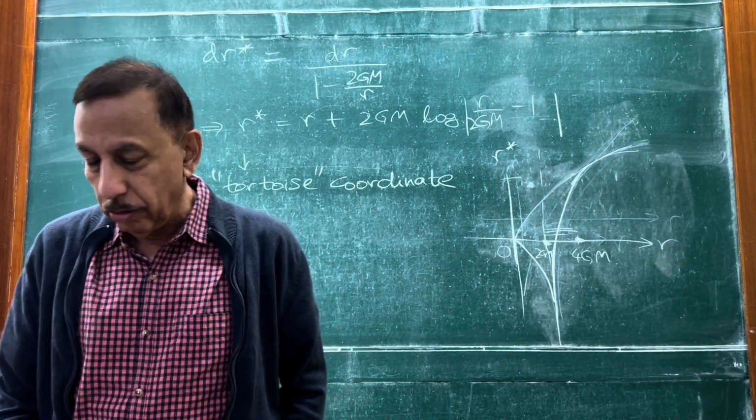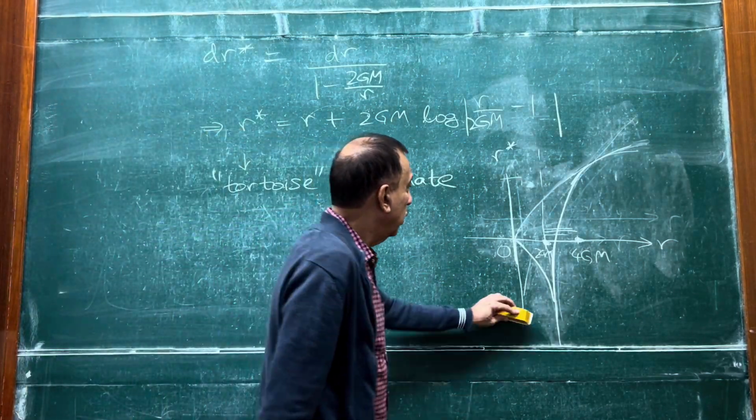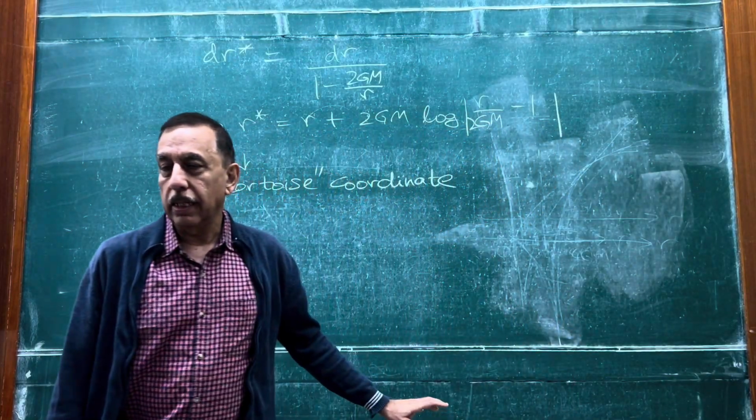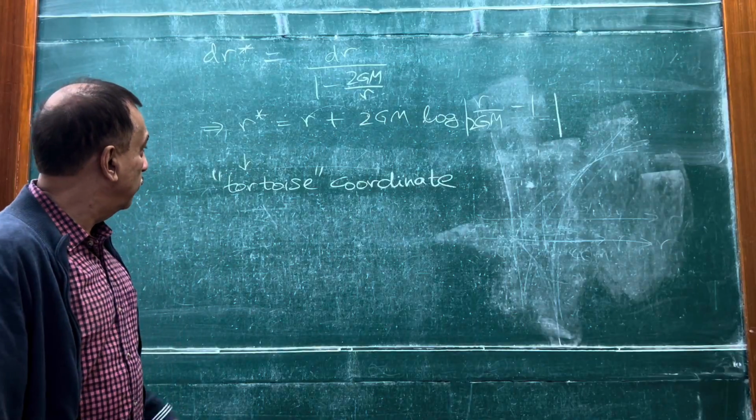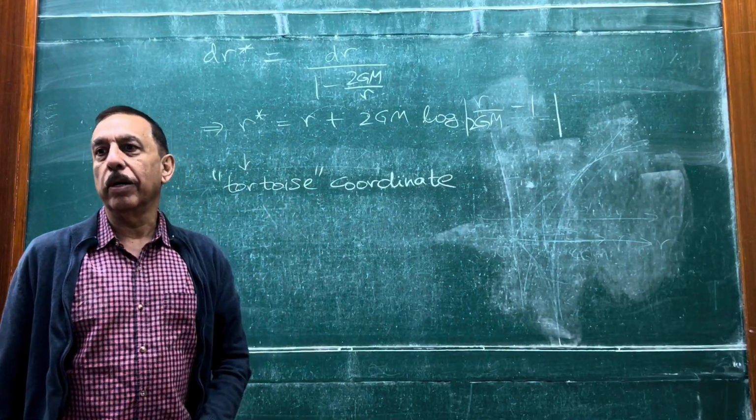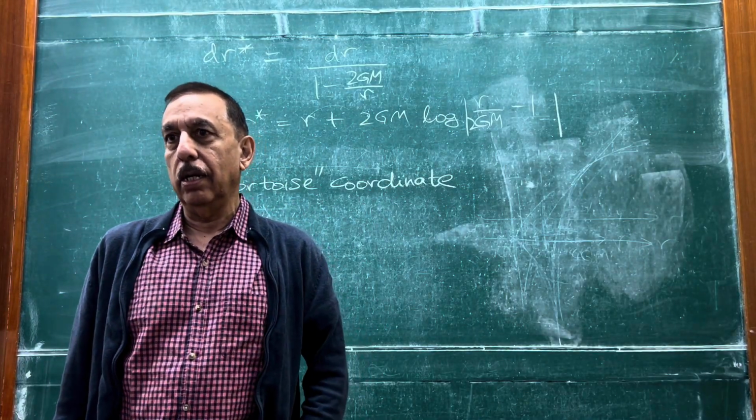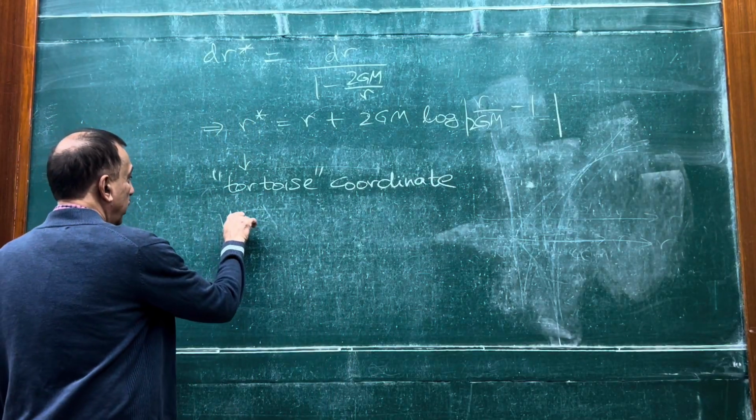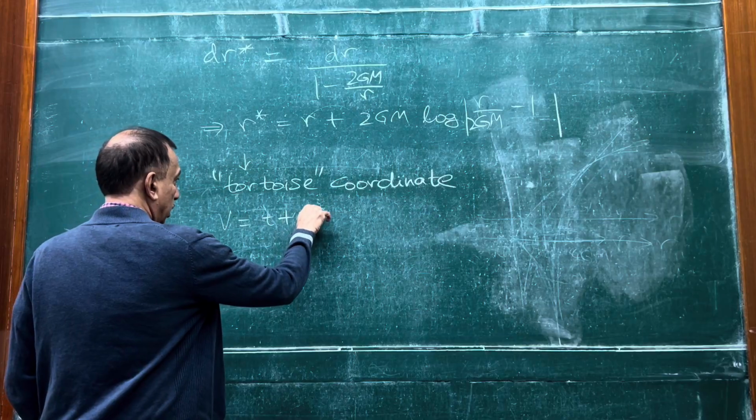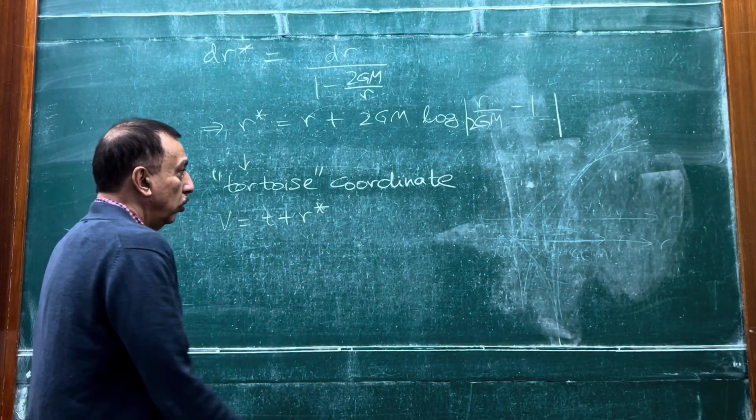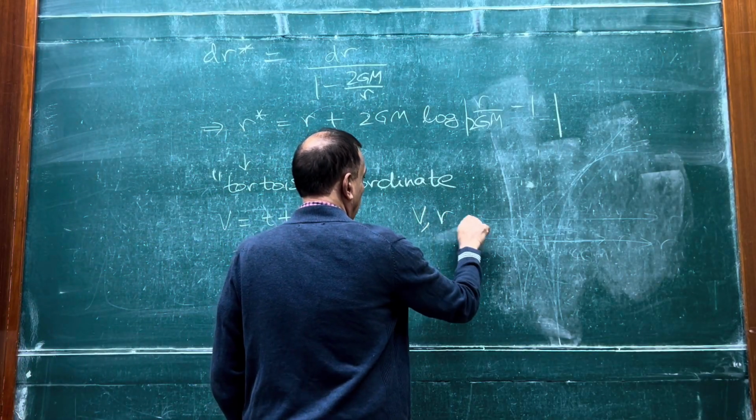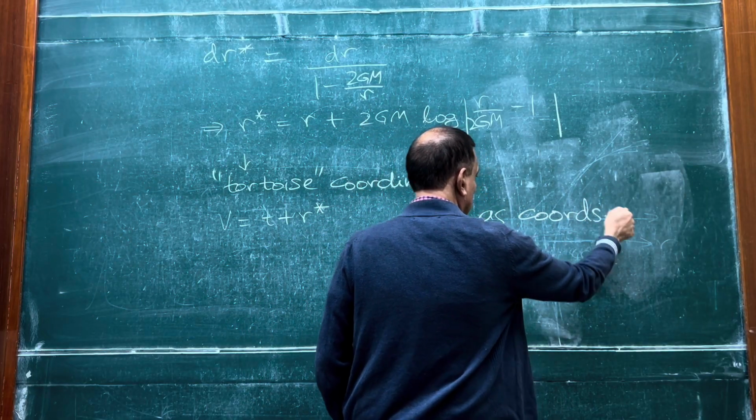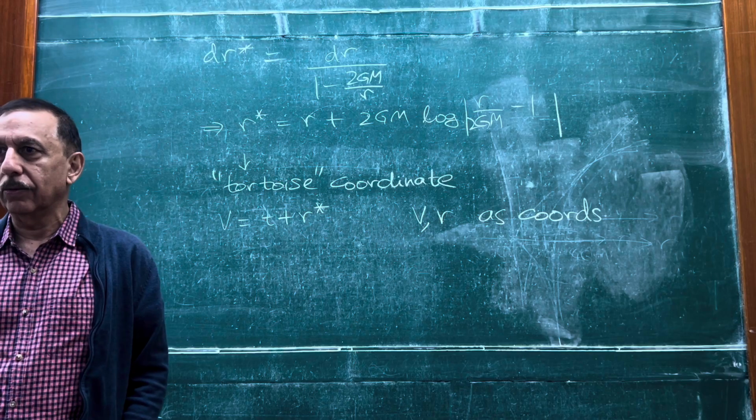Anyway, the interesting thing is that we have defined r star, but we are not going to make it a new coordinate. It looks like we are, but we are going to do something more clever. We are going to define v to be t plus r star, and now we will take v and r as the coordinates. This is the key idea of Eddington-Finkelstein coordinates.